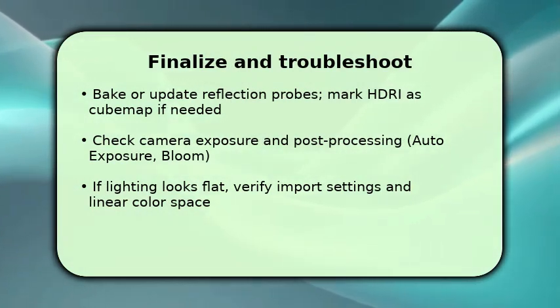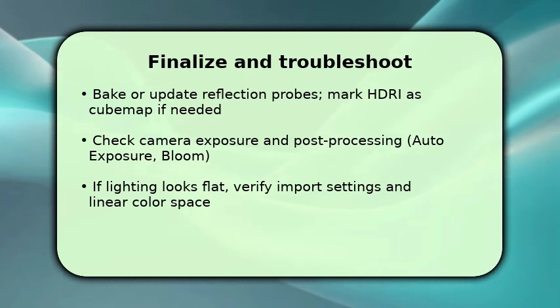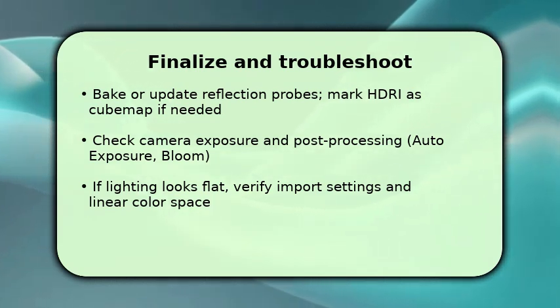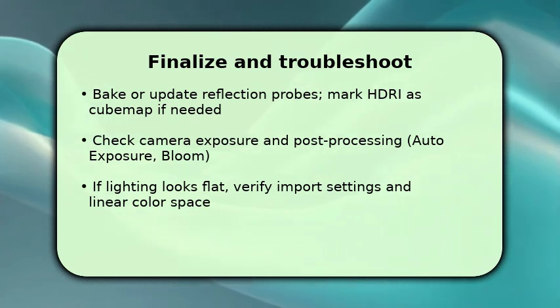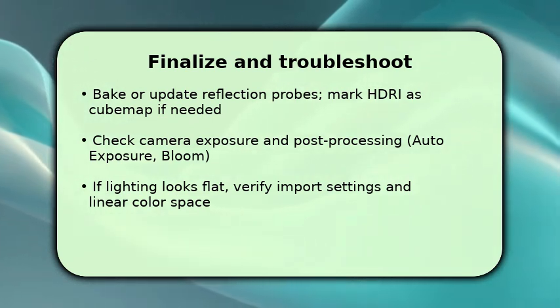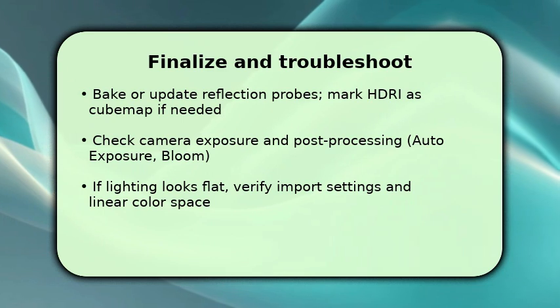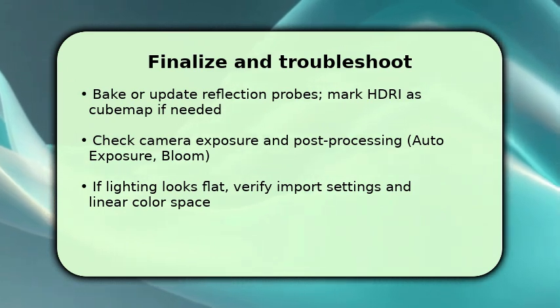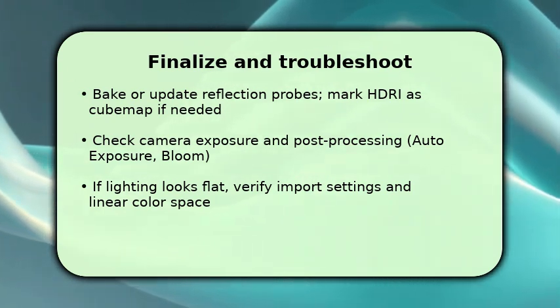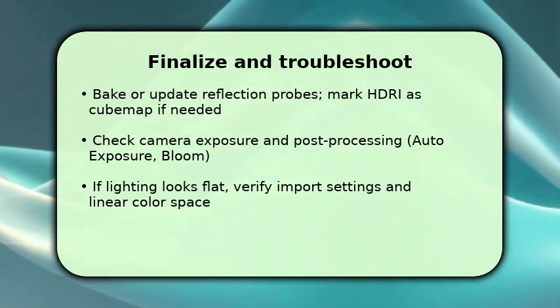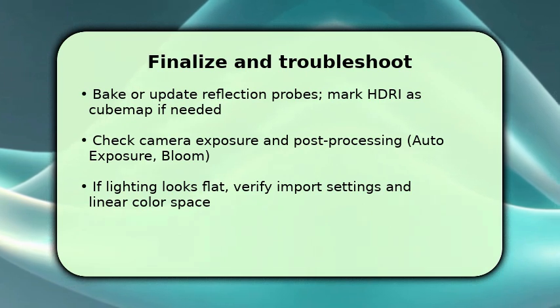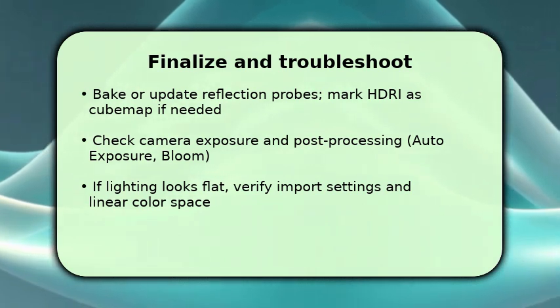Update or bake reflection probes so specular highlights match the new sky, and confirm your camera and post-processing stack react to the HDRI, tweak auto exposure, or disable it for consistent previews. If things look off, inspect the HDRI import compression, sRGB, wrap mode, ensure the project uses linear color space, and reassign the skybox override. A quick rebuild or reimport often fixes mismatched brightness.